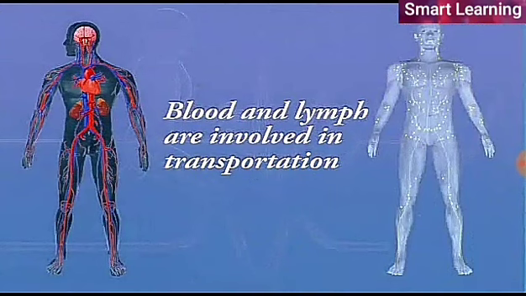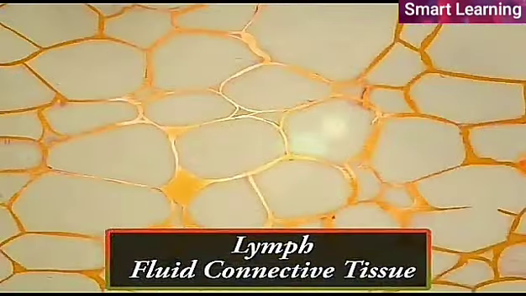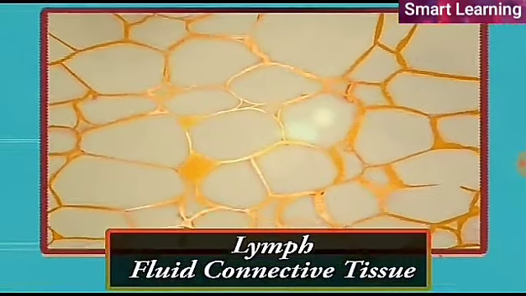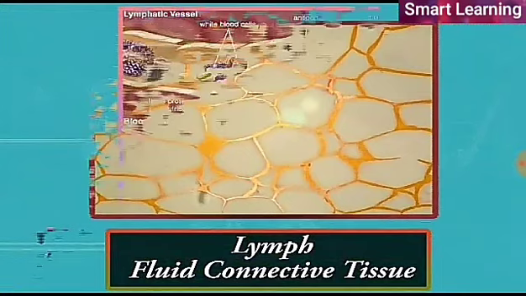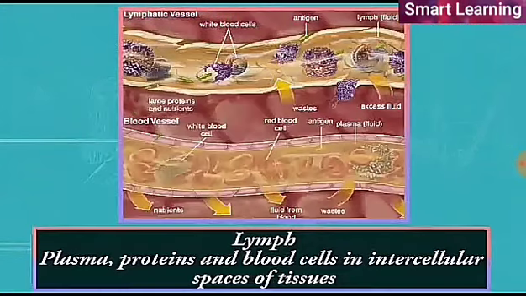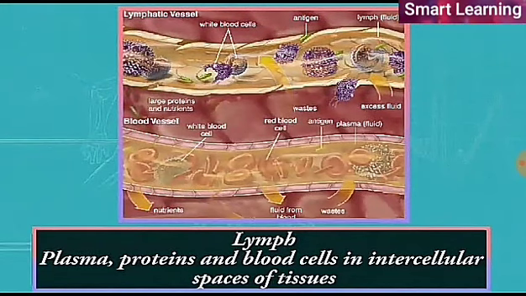Like blood, the lymph is also involved in transportation. Lymph is a light yellow colored fluid connective tissue. The lymph or tissue fluid is formed by the escape of some amount of plasma, proteins and blood cells through the pores in the walls of capillaries into the intercellular spaces in the tissues.